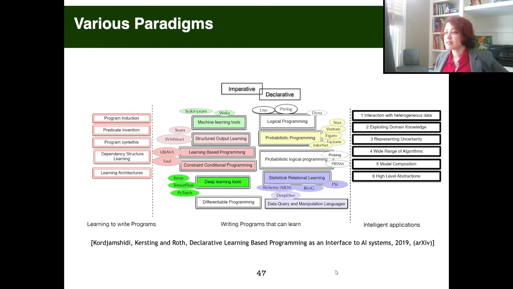So this is a survey that I have, in which we show what the actual requirements and needs of real world applications are nowadays, how the current abstractions deal with those requirements, and whether we need a new abstraction that helps facilitate designing real world applications. That's an abstraction that we call declarative learning-based programming.